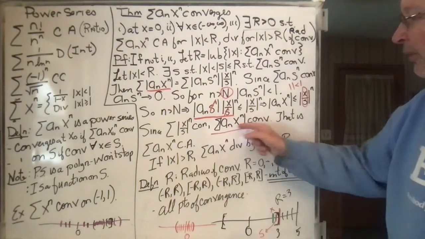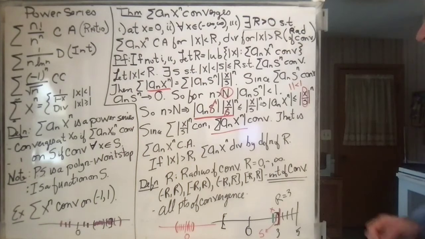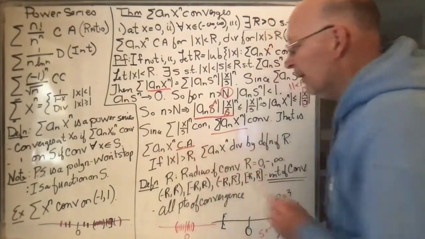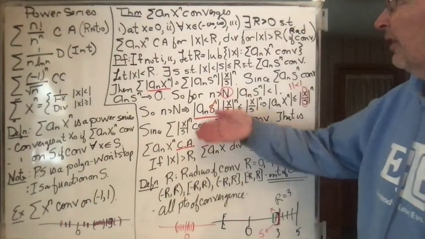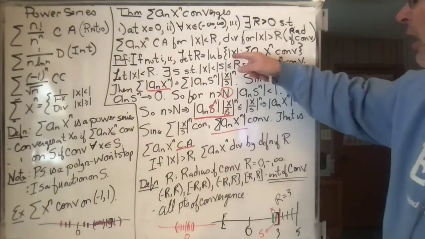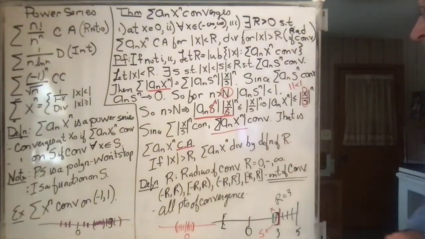And notice that it converges absolutely. See that? With the absolute values on. So it converges absolutely. And so there it is. Okay? So what do we have? We have that if you have anything less than r, then it's going to converge absolutely.